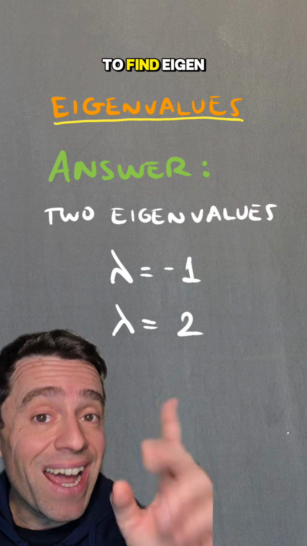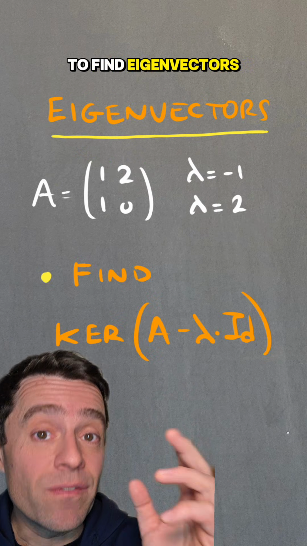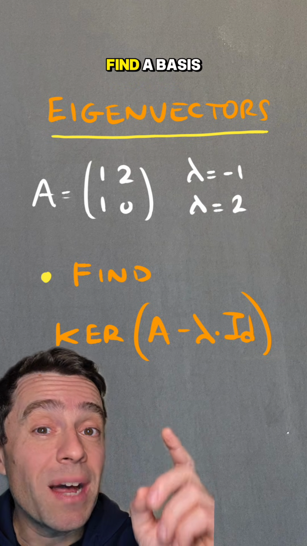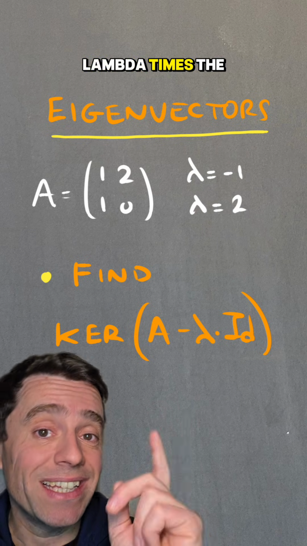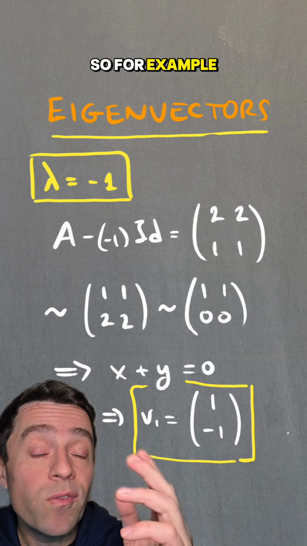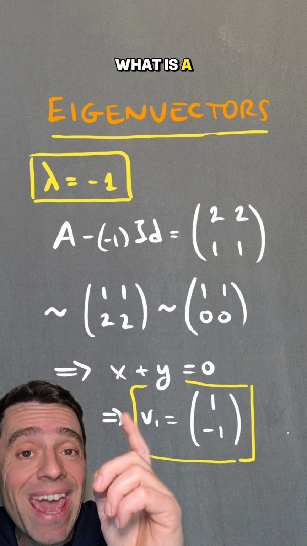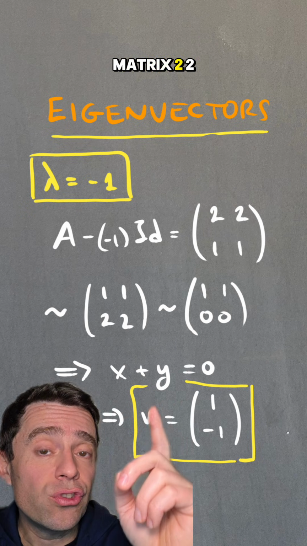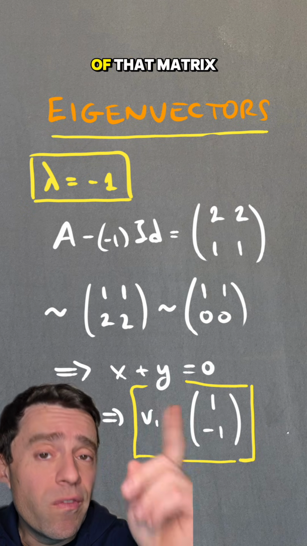Now we have to find eigenvectors for each one of those eigenvalues. To find eigenvectors attached to a particular eigenvalue, we're going to find a basis for the kernel of A minus lambda times the identity. For example, for lambda equals minus 1, first of all, A minus (minus 1) times the identity is the matrix [2, 2; 1, 1]. Then we have to solve for the kernel of that matrix.